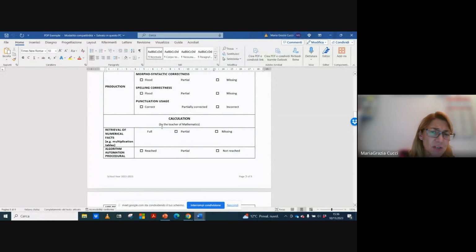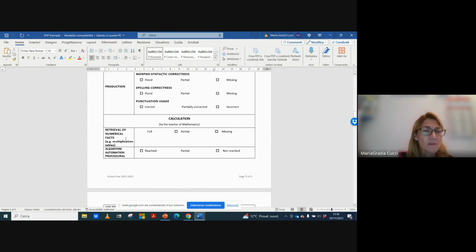About calculation, of course, we ask the teacher of mathematics to observe and check this part of the individual path. But it is always a question of timing, not because the result is only his or her responsibility and the others can do what they prefer. It is only a question of timing.